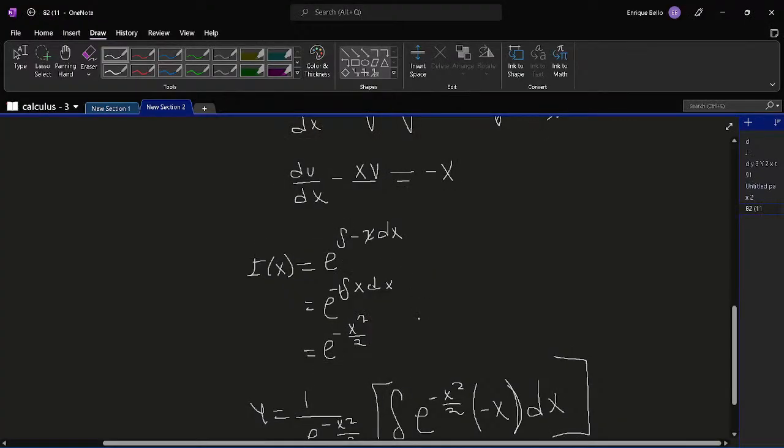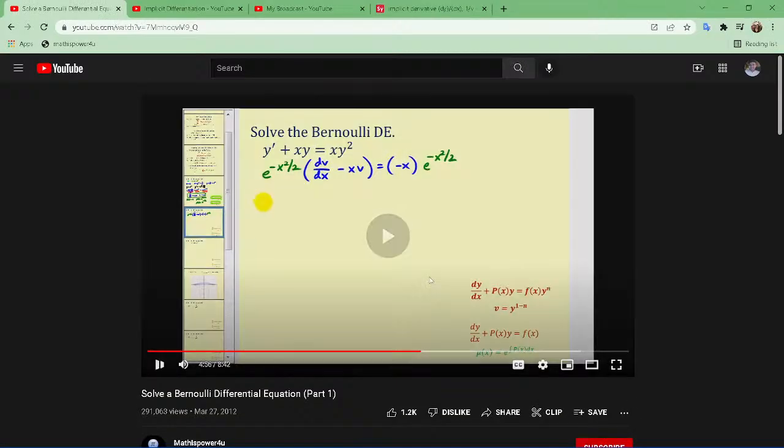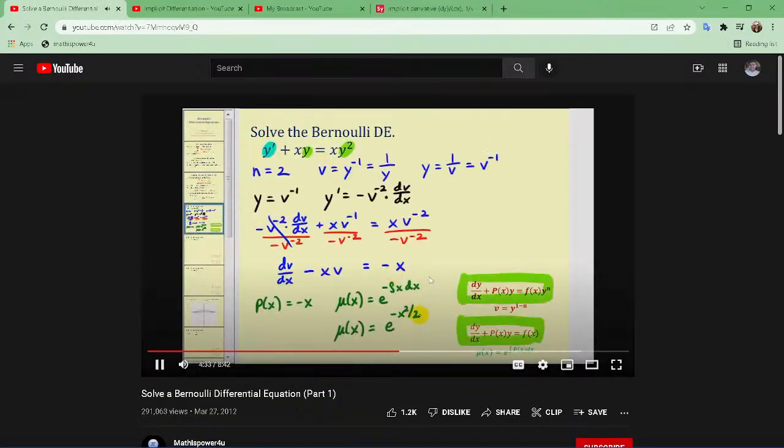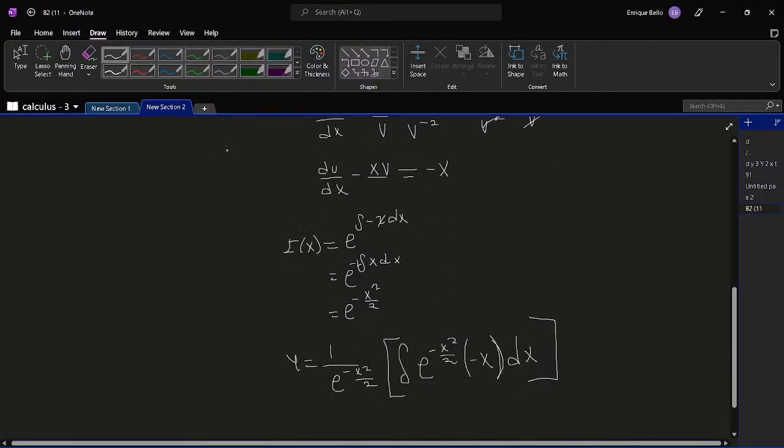I feel like I missed something. Is it minus x? Maybe I was doing it wrong all this time.